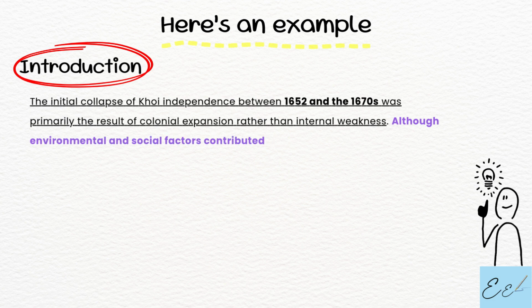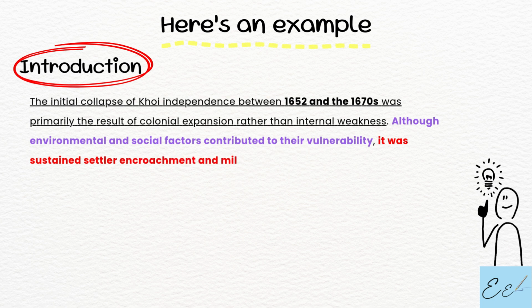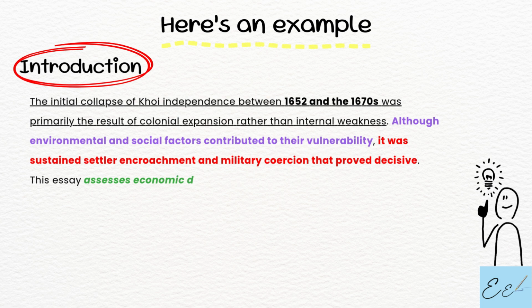This essay assesses economic disruption, military confrontation, and disease in order to evaluate the role of each factor in the collapse of Khoi independence. Now, what I have done here is, in the very first sentence, I have created a very specific, definite point. I have referred to a specific date range and a specific group of people. I have also come up with a specific, clear stance.